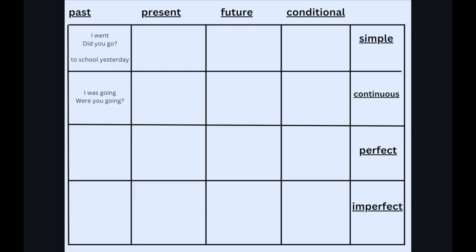Yes, okay, cool. Continuous, past, still the verb go. I was going. I was going to the movies. Let's come over to present simple. And now I need to know every place that you go regularly.